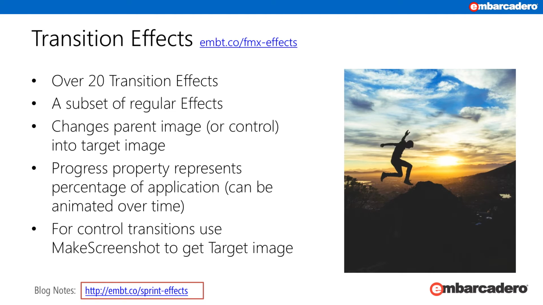So transition effects are specific types of effects that change the parent image or control into the target image. You have a progress property that represents the percentage, how much has been applied over time. And then you can animate that progress property in order to animate the transition effect. So to have the animation effect, like for example, to fade in and out between things, you can use animation for that. Now, the transition effects transition either a control or an image into an image. It always takes an image as the target. So if you want to transition from one layout to a different layout, what you would do is use make screenshot of the target layout in order to get a bitmap back to set as the target of the transition, which I'll show you in the demonstration.